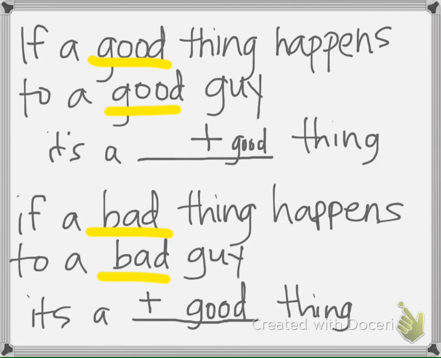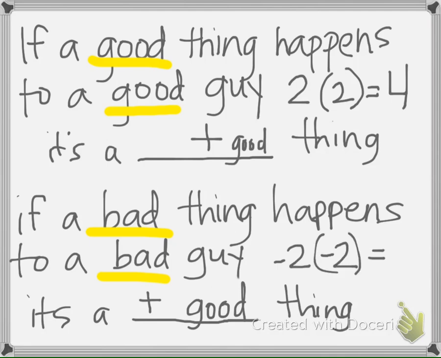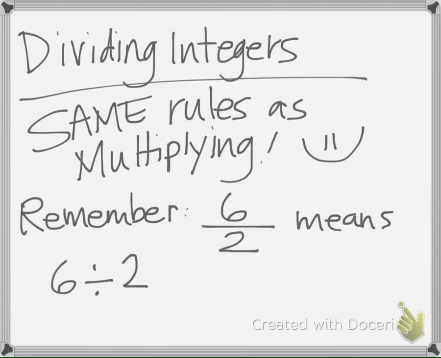So in mathematics, when you have a good thing happen to a good guy, a positive number multiplied by a positive number, you're going to get a positive answer. When a bad thing happens to a bad guy, you're still going to get a positive answer. Okay? So it's a little bit different than adding and subtracting, but these rules are a lot easier to keep clear. The great thing also about this is that for dividing integers, the same rules apply as for multiplying. They're the exact same rules.